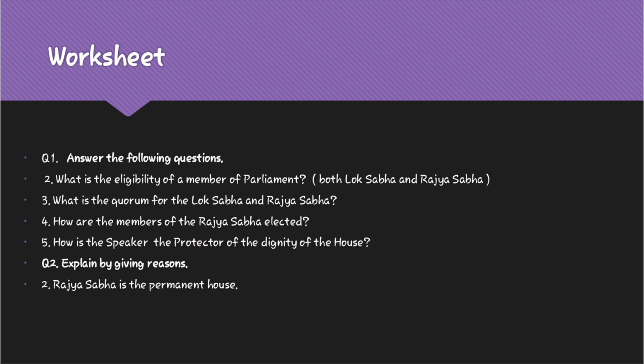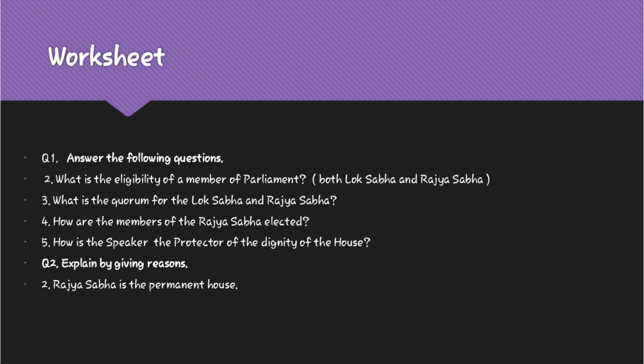Now, question number 3 of section 1. What is the quorum for the Lok Sabha and Rajya Sabha? Same, page number 74, under the heading qualifications for membership of Lok Sabha, second paragraph, quorum. Second line: the minimum quorum of the Lok Sabha should be 1/10, that is, out of the 545 members, 55 should be present. Similarly, the minimum quorum for Rajya Sabha too should be 1/10, that is, out of 250 members, 25 should be present. That is answer number 3, section 1.